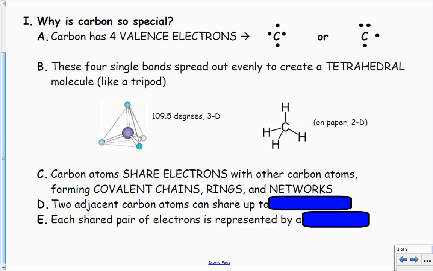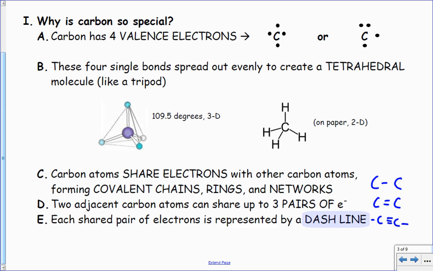These chains, rings, and networks that carbon can make get really complex, and that's why we have all this diversity of different organic compounds. 2 carbon atoms can share up to 3 pairs of electrons. Basically, carbon can do single bonds with its neighbors, it can do double bonds, and it can do triple bonds, which makes things much more complex indeed. Each shared pair of electrons is represented by a dash line. So we've got single, double, and triple bonds, another level of complexity.